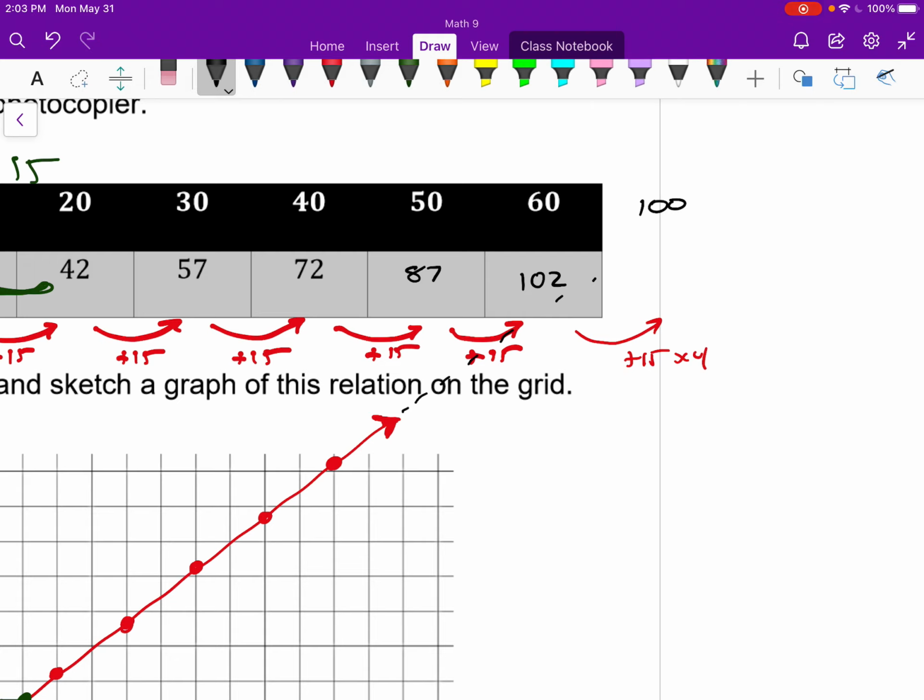It's still extrapolation. I'm just using the table instead of the graph so much. So again, if I want to go from 60 to 100, I have to go up 10 four times. And every time I go up by 10, I add 15. And so 15 times 4 is 60. And so if I add 60, I can see it'd be 162 seconds.